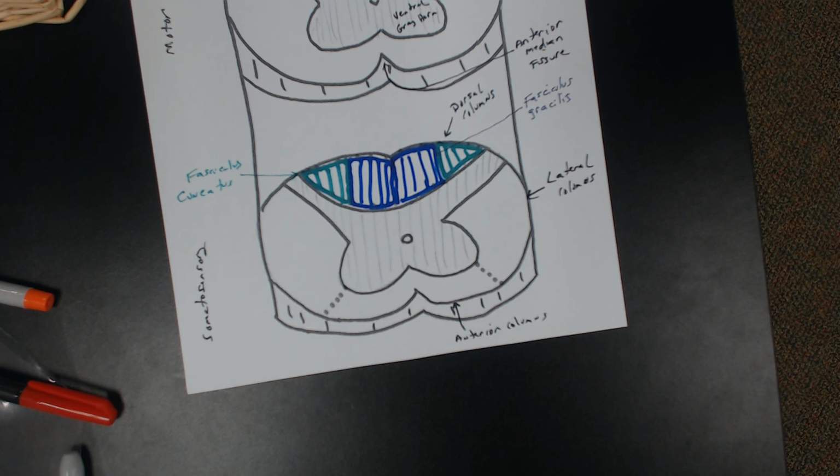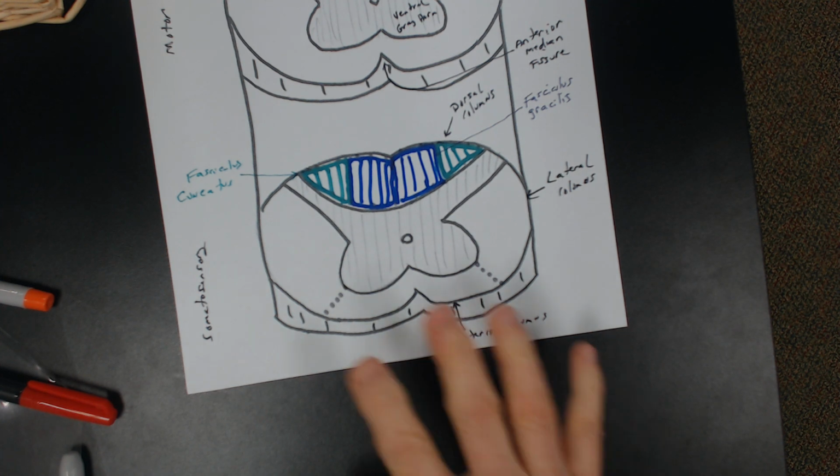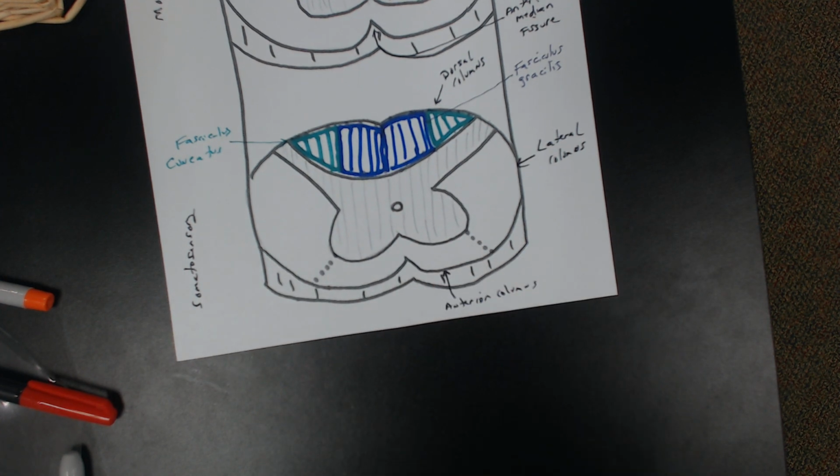Fasciculus gracilis carries DCML information, which is fine touch, vibration, and proprioception, from T6 and below. Fasciculus cuneatus carries DCML information, fine touch, vibration, and proprioception, from T6 and above. And that's your dorsal column system. We'll get into a whole lot of detail about that. I'm just drawing the tracts in right now. Those are your dorsal columns. That's all you need to know about for dorsal columns.